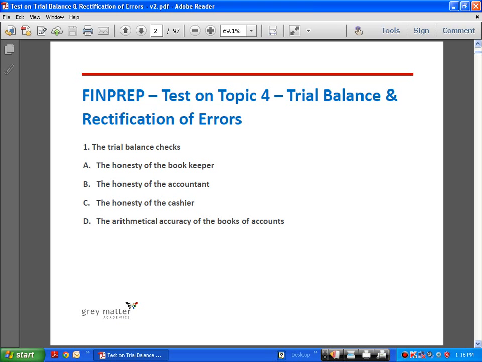rather, if the accounts have been maintained in an arithmetically accurate way, then the debit column and the credit column should match, right? And so this trial balance is not an account, it is a statement, and it's quite possible that the debit column does not match with the credit column, and in that case, what do we do? We place the difference in an account called the suspense account.